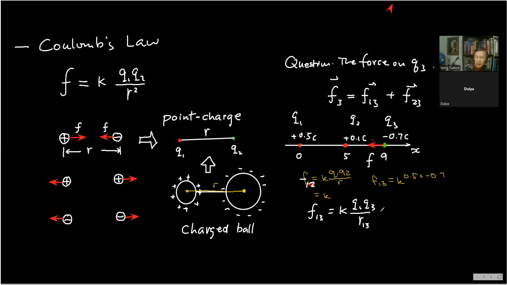It's 9. Yes, that's right. 1 and 3 is 9. So that is K, times 9 squared, right? And Q1 is 0.5 squared, multiplied by negative 0.7.